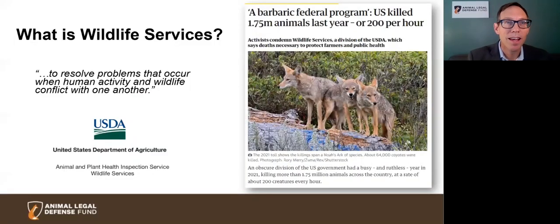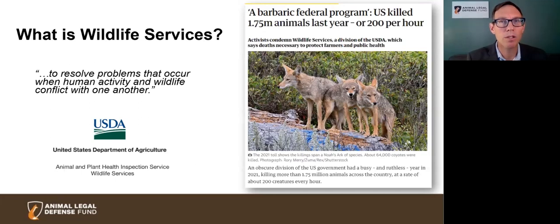Wildlife services is a program under the USDA's Animal and Plant Health Inspection Service, known as APHIS, and their stated mission is to resolve problems that occur when human activity and wildlife conflict with one another. But in reality, wildlife services is an agricultural industry killing machine, particularly in the Western US, where it, quote, protects domestic farmed animals and ranchers from so-called predators, coyotes, wolves, and other animals. To accomplish this, wildlife services kills millions of animals every year, but most Americans are unaware the program even exists, let alone that our taxes are funding it.